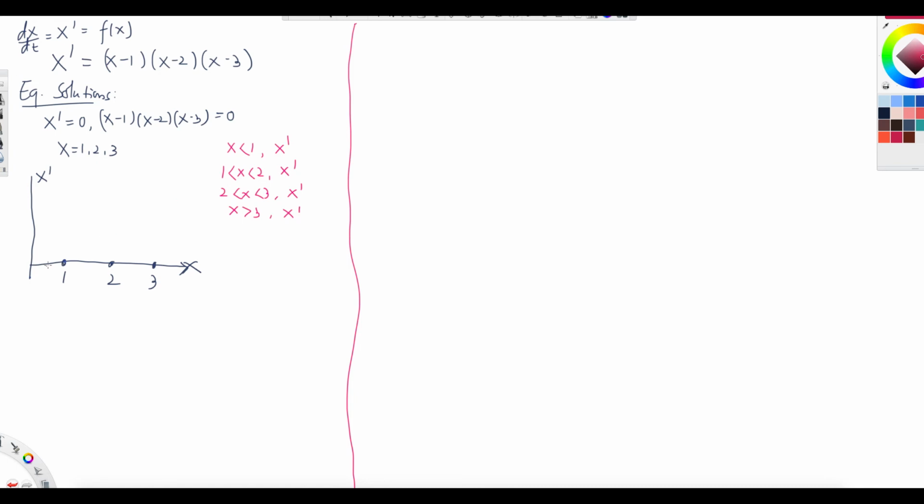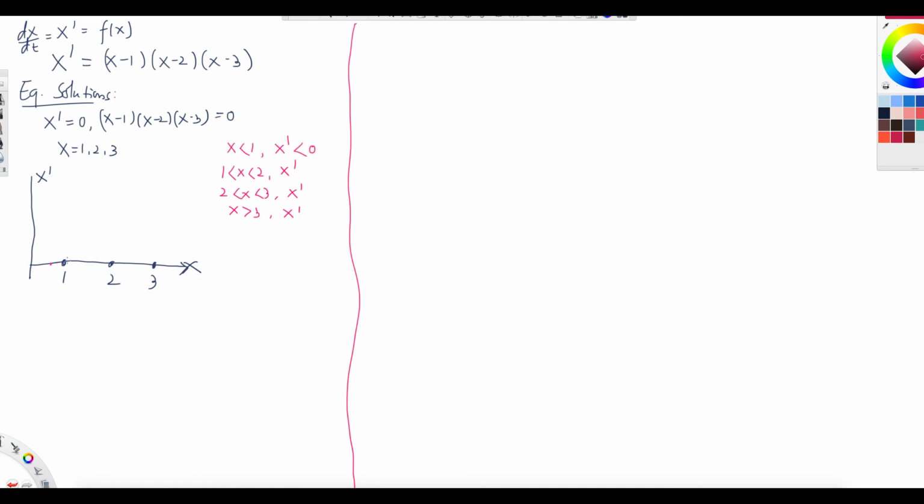Okay, let's go to the left of 1. Left of 1 means when x is less than 1. This line is the x line. When x is less than 1, what is x prime? Let's see. Let's say x equals 0.5. When x is less than 1, then 0.5 minus 1 is negative, 0.5 minus 2 is negative, 0.5 minus 3 is negative. So it is negative, right?